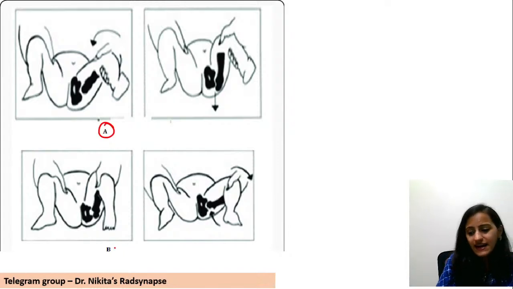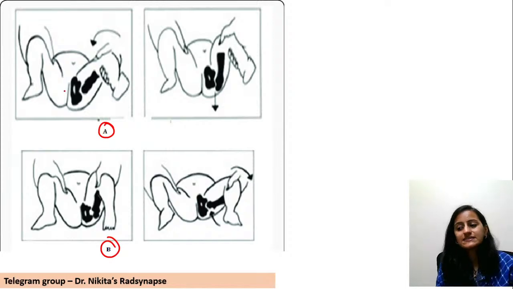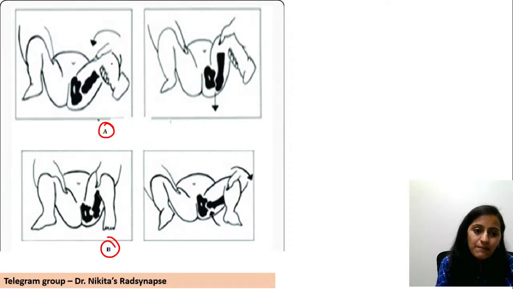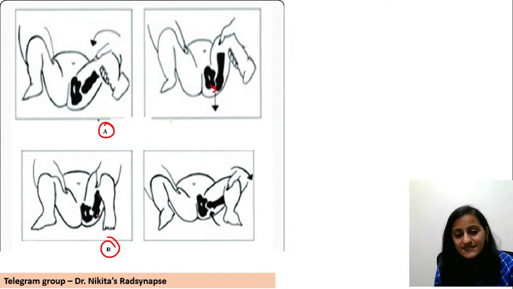Identify the test A and identify the test B. Okay, the test A and the test B. What is happening in the test A? The final result of the test A is that the femur is getting dislocated, right? In the second, you can see the femur is getting relocated. Okay, it is getting relocated.